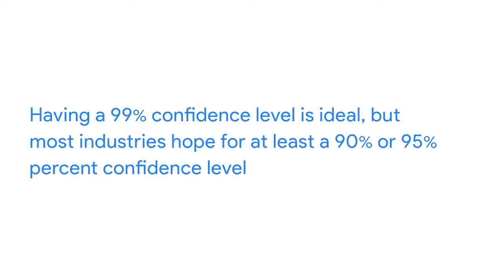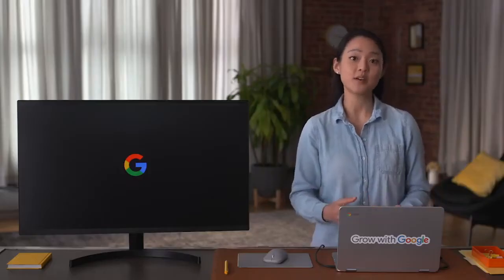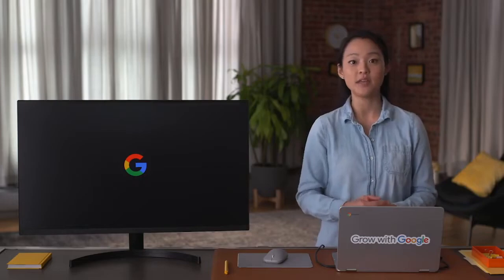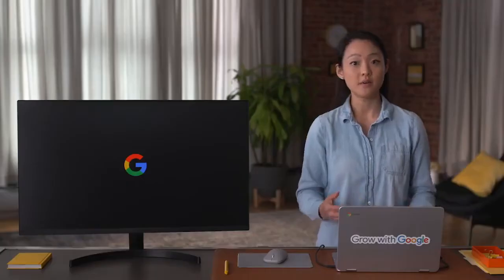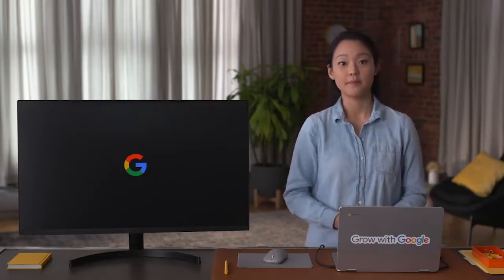Having a 99% confidence level is ideal, but most industries hope for at least a 90 or 95% confidence level. Industries like pharmaceuticals usually want a confidence level that's as high as possible when they are using a sample size. This makes sense because they're testing medicines and need to be sure they work and are safe for everyone to use. For other studies, organizations might just need to know that the test or survey results have them heading in the right direction. For example, if a paint company is testing out new colors, a lower confidence level is okay.